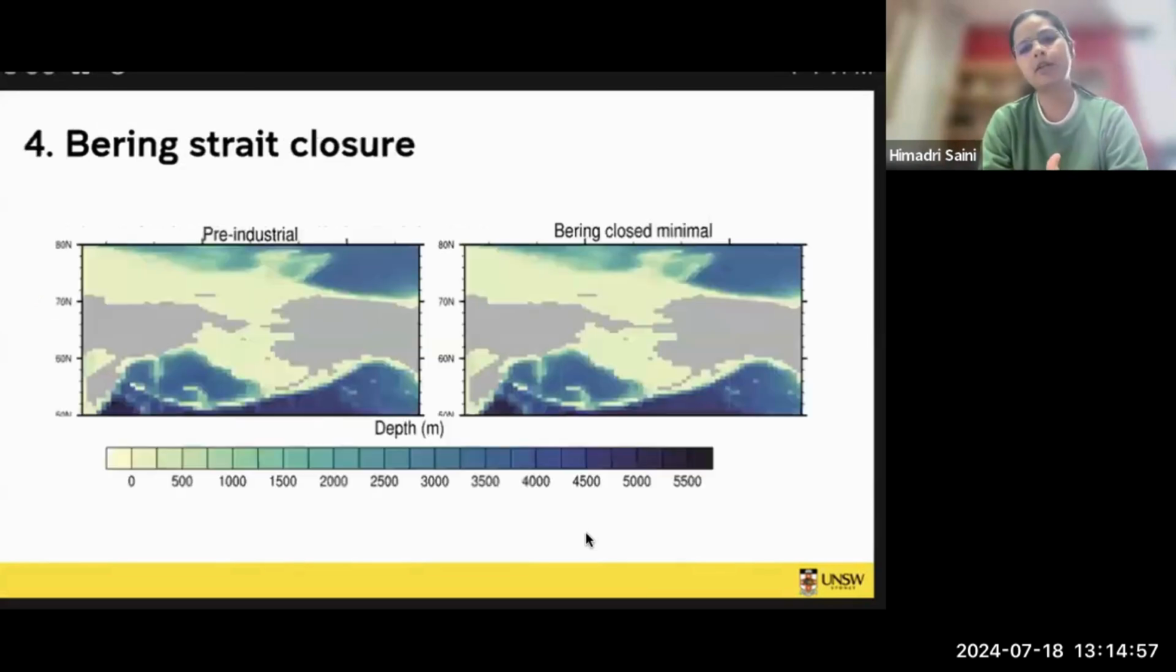The fourth step was to close the Bering Strait because, again, as the sea level was lower, there were some prominent straits and gateways which were closed at that time.